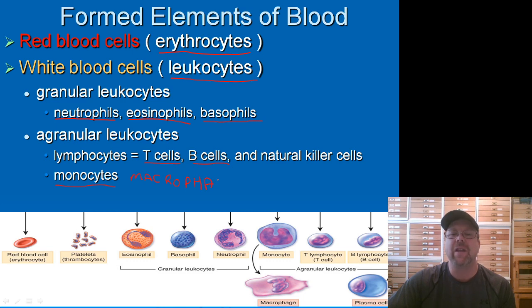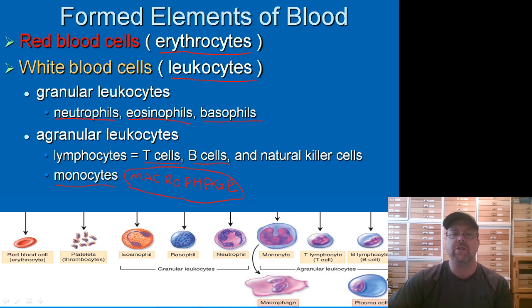Forgive me, I'm using a mouse to write, so it's not going to be perfect. So a macrophage is an activated monocyte. So they're the same thing essentially. Before they're activated to kill off a pathogen, we call them a monocyte. And then once they're activated, they are called a macrophage.